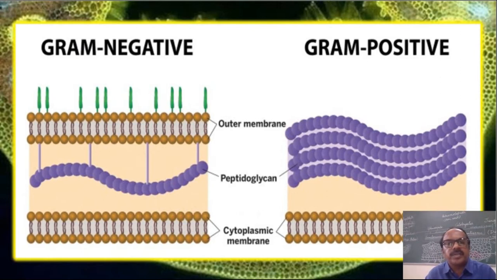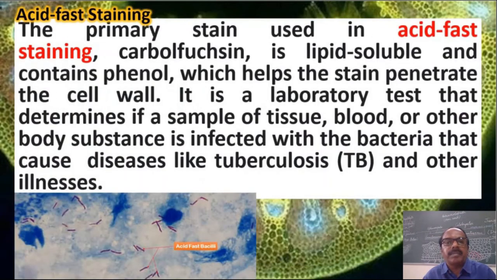Because of this difference in their cell wall, gram-negative bacteria will not take the crystal violet stain, and hence they appear red in color because they take the second stain, that is the safranin stain. Whereas on the other hand, the gram-positive bacteria will take up the crystal violet stain in the first stage itself, and hence they appear violet in color. So that is the basic difference between gram-positive and gram-negative bacteria.